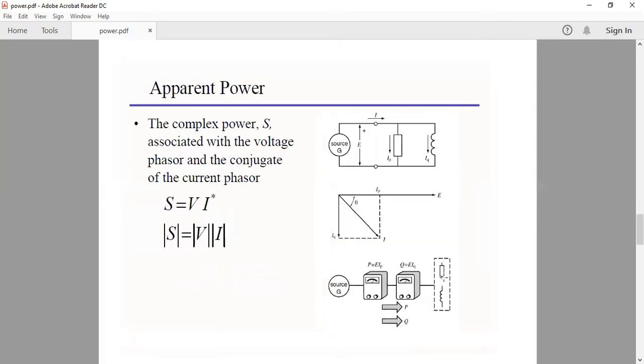Let's see what apparent power is. It is a complex power expressed by the letter S, associated with the voltage phasor and the conjugate of the current phasor. S equals V into the conjugate of I. In terms of magnitude, the magnitude of S equals the magnitude of V into the magnitude of I.